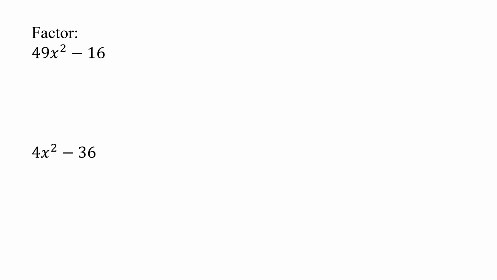Alrighty, let's try some that are a little bit more difficult because the a is no longer just x squared. The a is now a squared number with an x squared. So just like how we took the square root of x squared, we now have to take the square root of 49x squared. And we can split that up into two things: the square root of 49 times the square root of x squared.